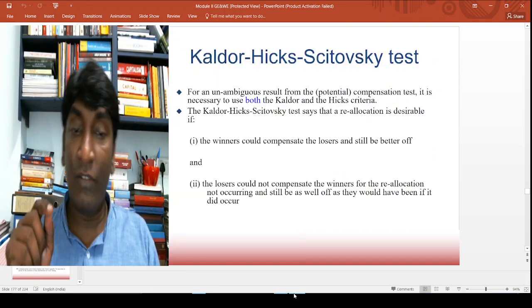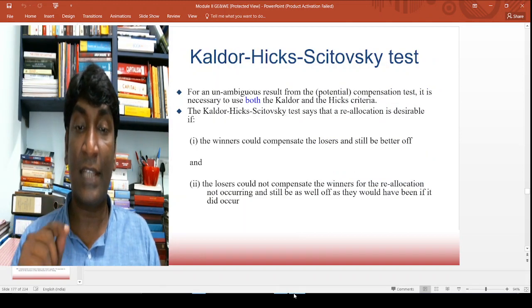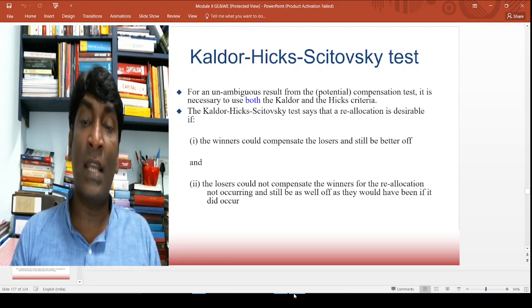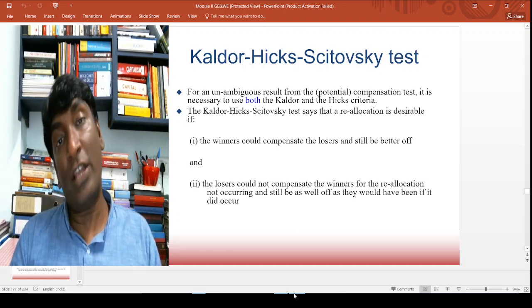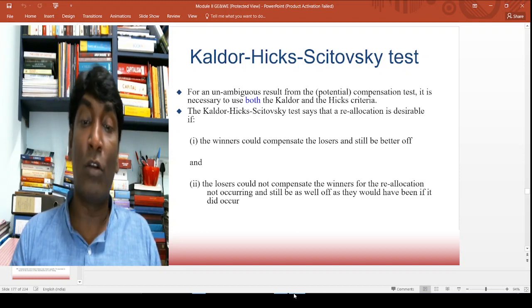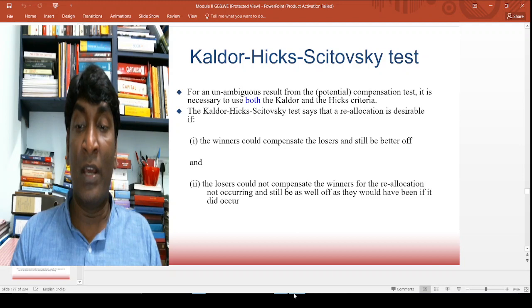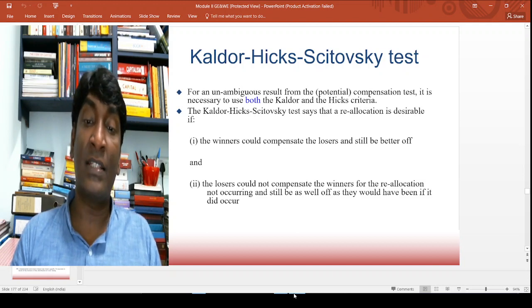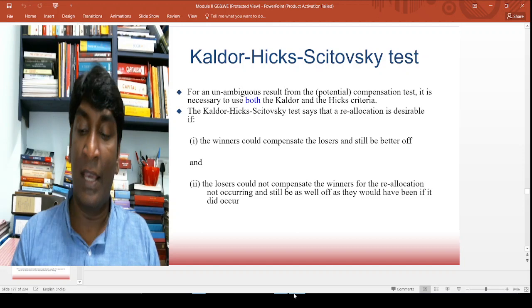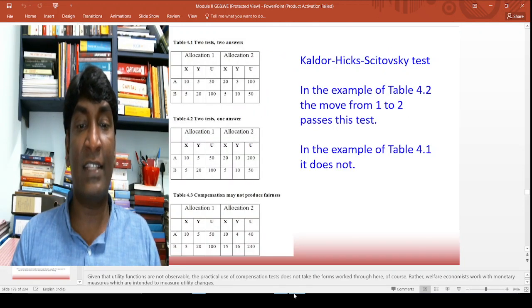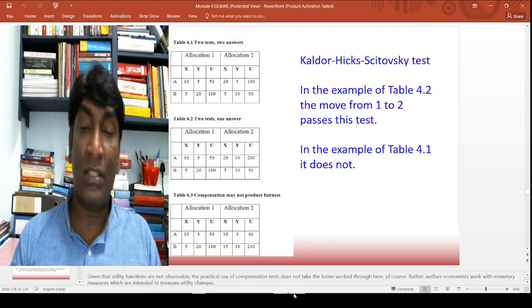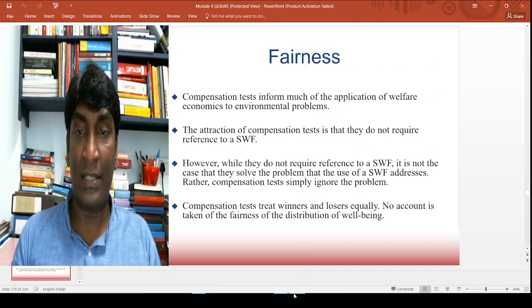So this is a kind of double test. It is not only the first test, the Kaldor test, that the winner could compensate the loser and still be better off, but it also has to follow the principle that the loser could not compensate the winners for the reallocation not occurring and still be as well off as they would have been if it did occur. If that is the case, then you have the Kaldor-Scitovsky test. In example 4.2, the move from 1 to 2 passes the test. In example 4.1, it doesn't. So the second one is better than the first.